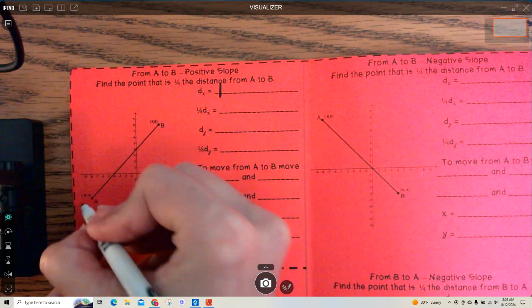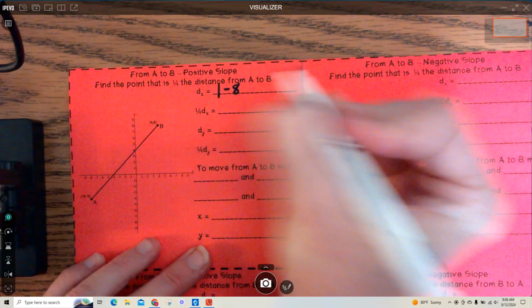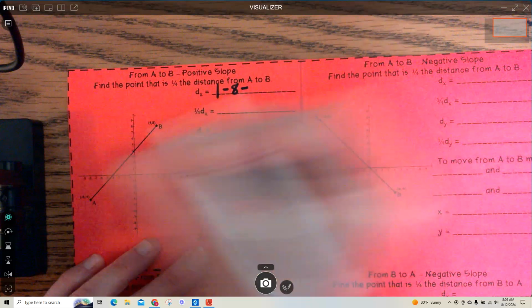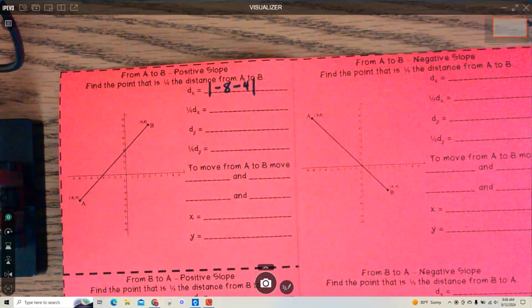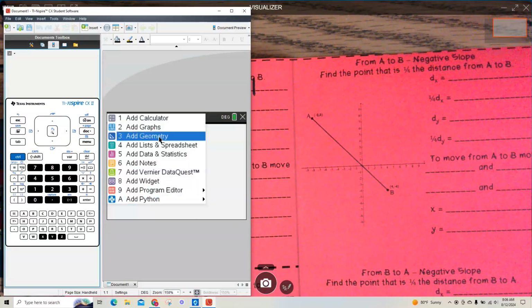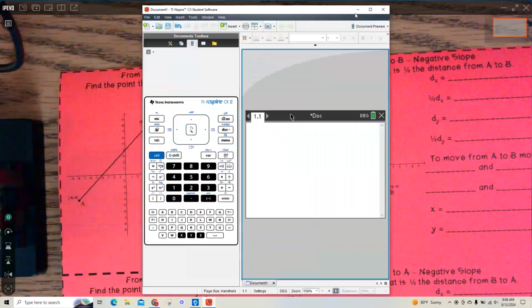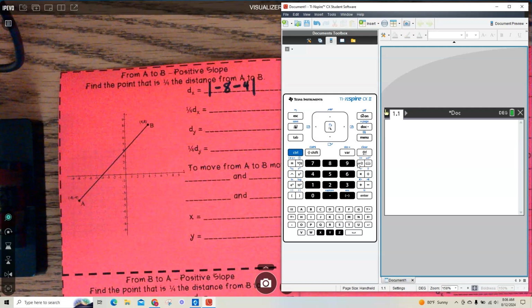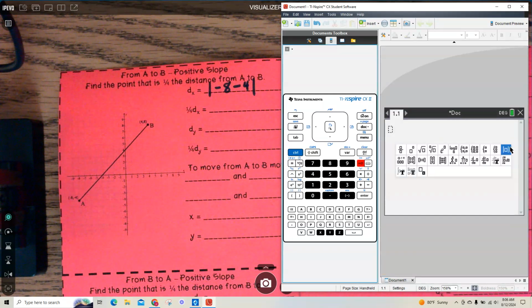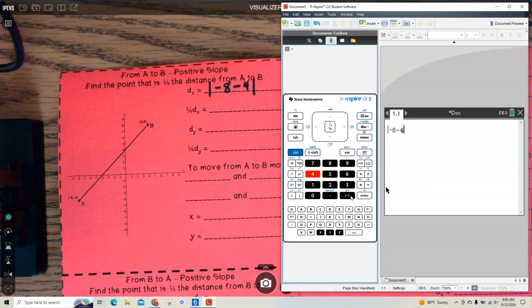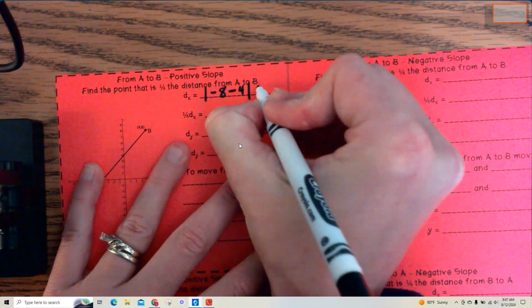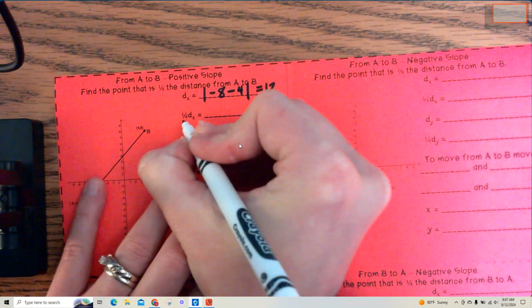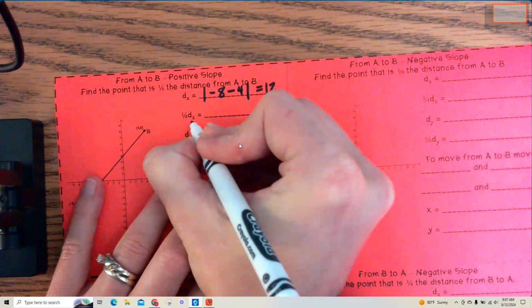So absolute value, our x values are -8, and then minus our other x value, which is a 4. Remember that you can do this in your calculator. You can do absolute value. So let's move this over here for now. So remember, it's this key next to the 9. Absolute value, -8 minus 4. Watch your signs. Make sure you're using the right signs. And we get 12.